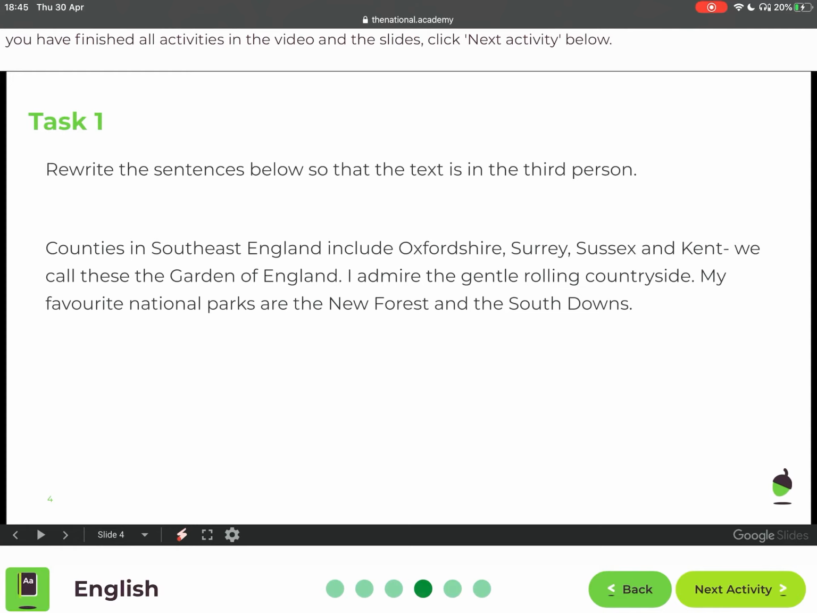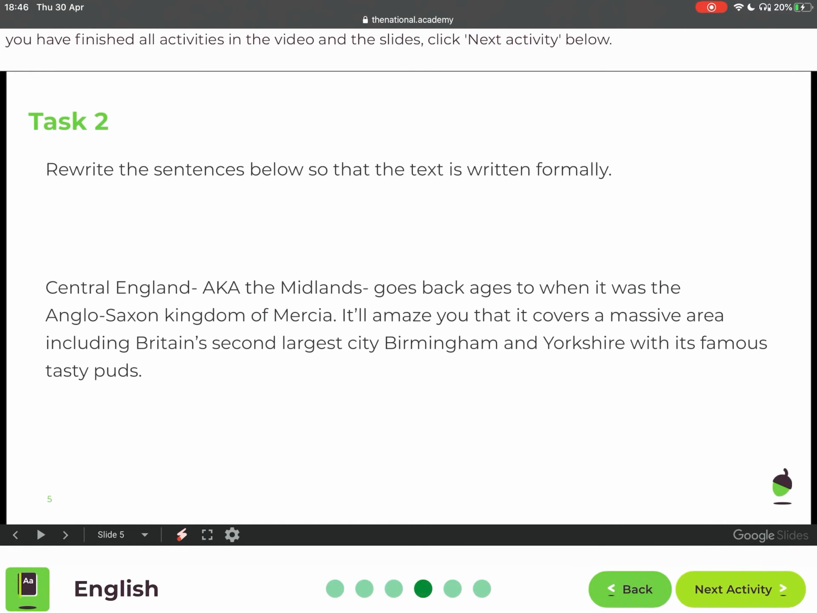So this is what I put. Counties in South East England include Oxfordshire, Surrey, Sussex and Kent. These are called the Garden of England. It is known for its gentle rolling countryside. There are two treasured national parks, the New Forest and the South Downs. Yours might be a bit different from what the teacher did, but as long as it's something similar, then it's alright. Task 2, you have to do the same, but rewrite the sentence so it's written formally.